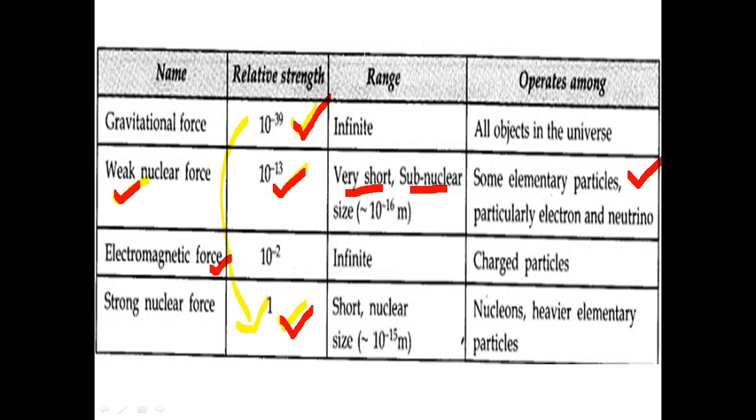Now the electromagnetic force. Compared to the strong nuclear force, if the strong nuclear force has a strength of 1, then it is only 10 raised to minus 2. It also has an infinite range, and it operates between charged particles, that is, positive and negative charged particles.